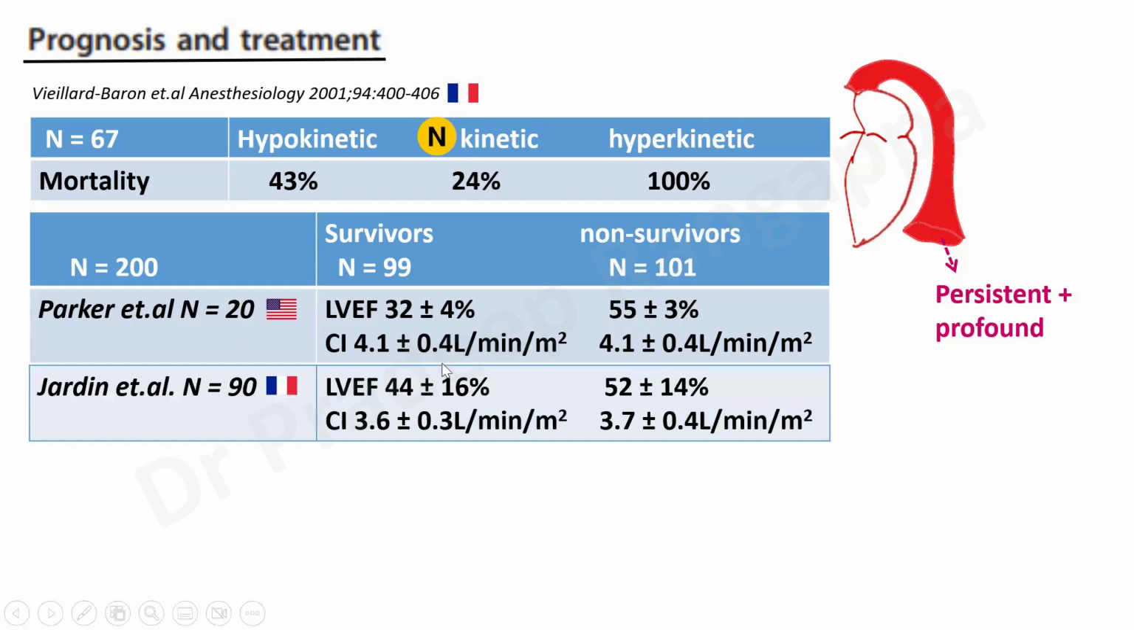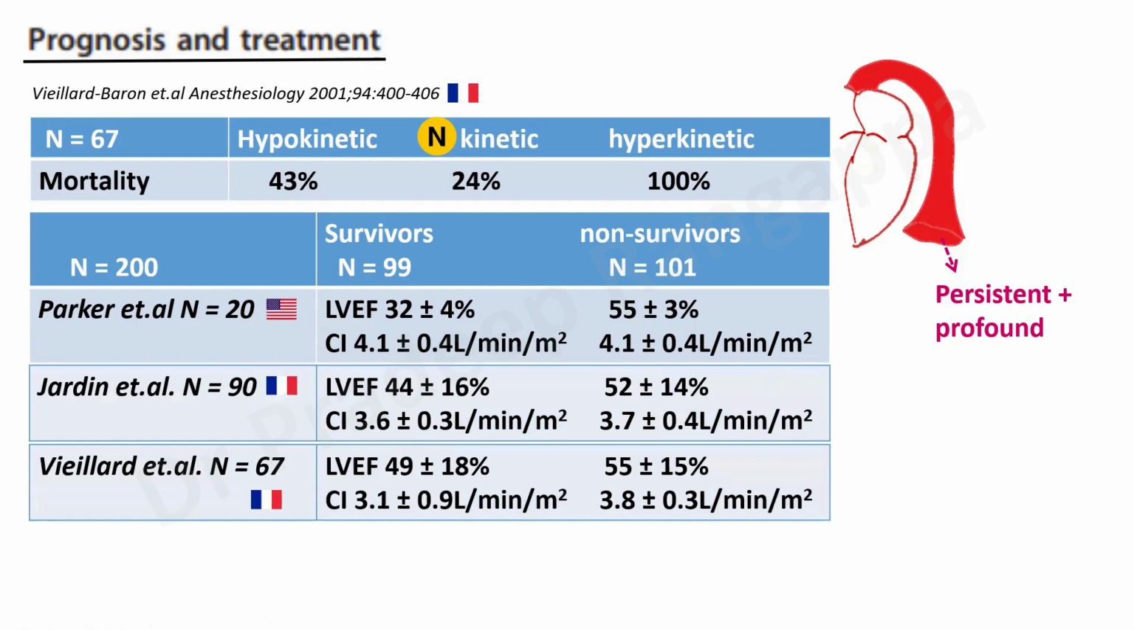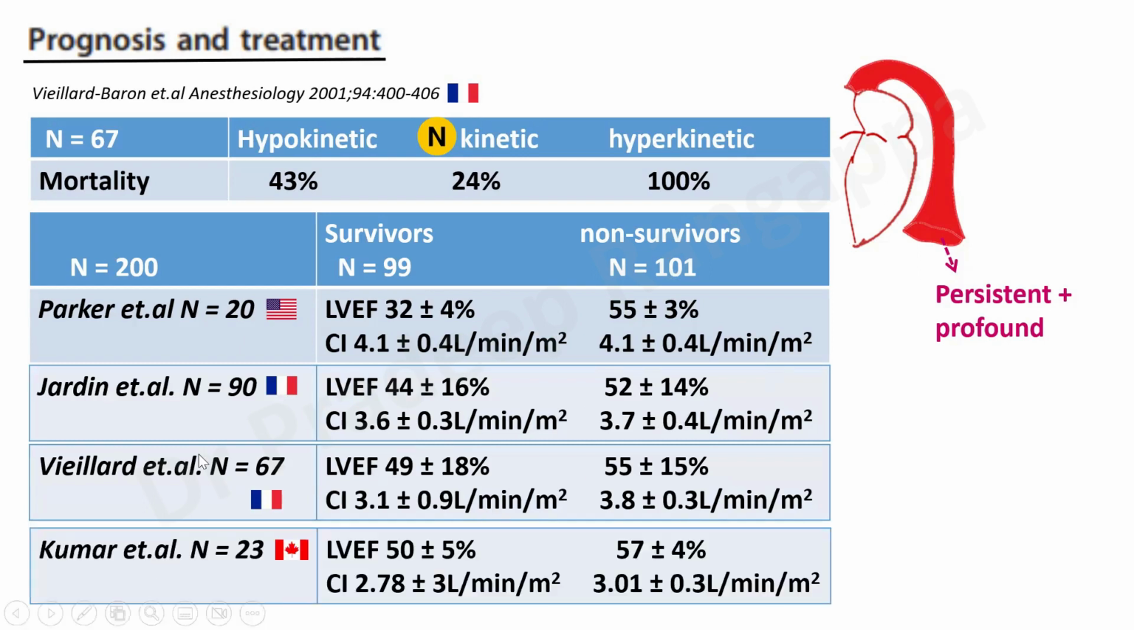And this was a French study. Again, you'll see in all the studies that the patient group which had a lower ejection fraction had better survival. Here, if you see, non-survivors had LV ejection fraction of 52%. And this is another study, again by a French group, where LV ejection fraction being low, they did better in the survivor group, and non-survivors had higher ejection fraction. And Kumar et al. from Canada, again showed survivors had lower ejection fraction, non-survivors had high ejection fraction.